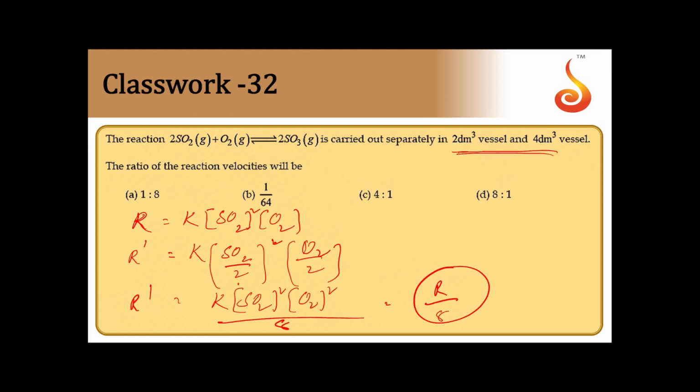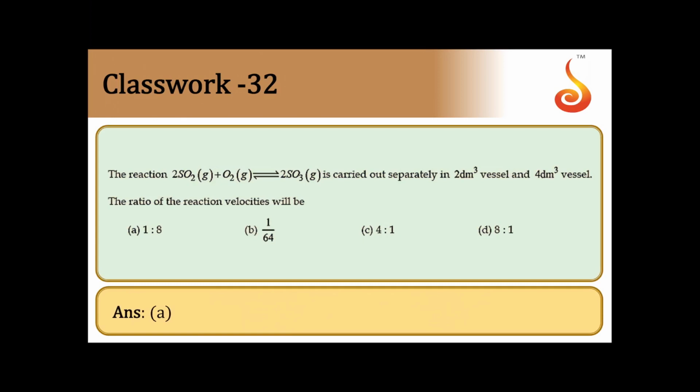So the ratio of the reaction velocities. They are given the initial as 2 to 4. With 4, the rate will be less. So the answer must be option D. Because they are asking us from 2 to 4, the volume has increased. Volume increased, concentration will be half, and thereby the rate will also decrease. The answer should be 8:1.